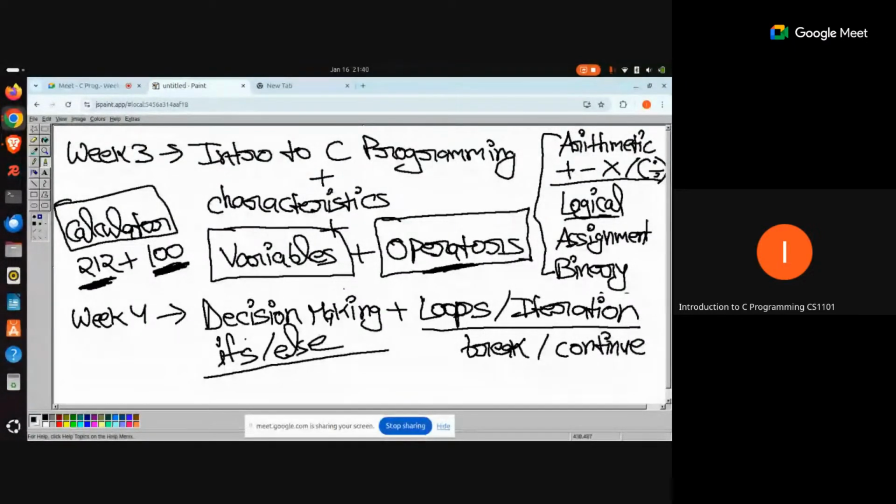So these are some real life examples of decisions that you make in your real life, and similar things can also be applied in the programming world, in the software world. And this is what will be taught as part of week 4, decision making and loops and iterations. So loops, just to tell you something about loops.